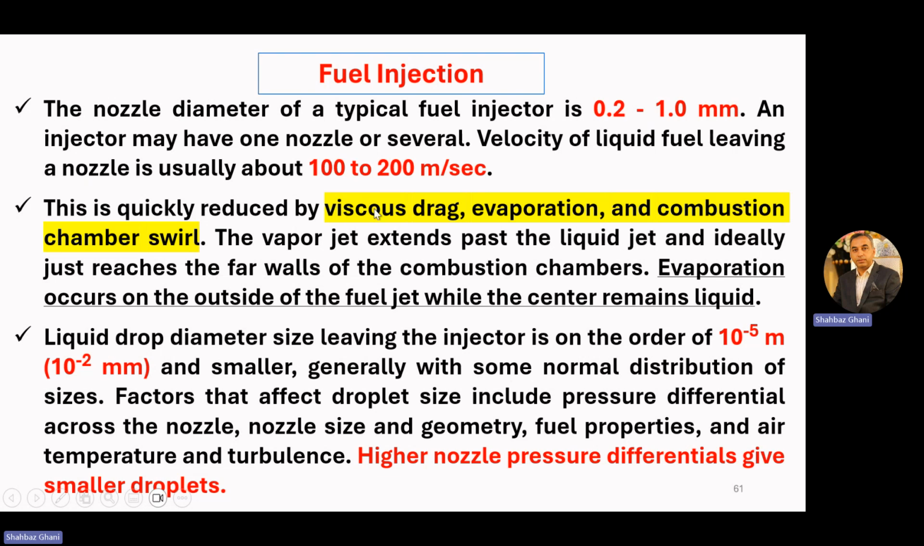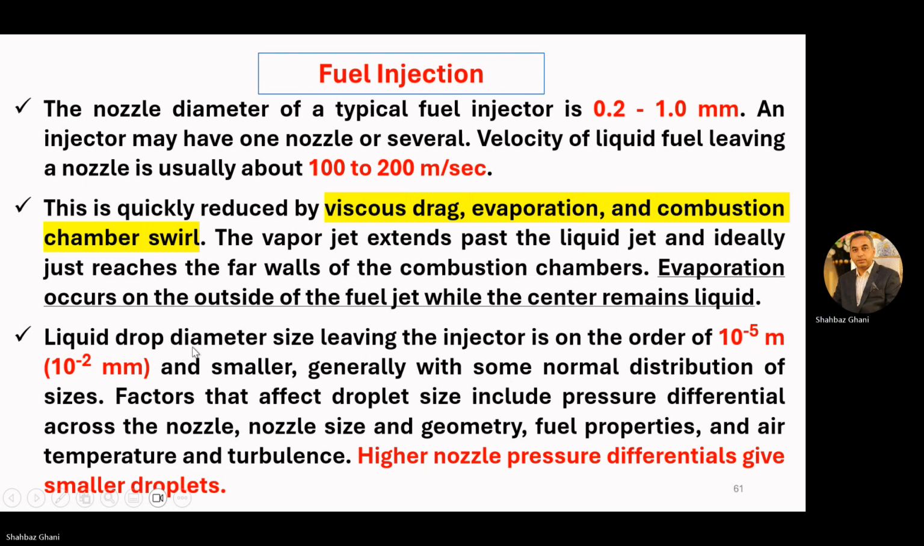This velocity of the injecting fuel is quickly reduced by viscous drag, evaporation, and combustion chamber swirl. The vapor jet extends past the liquid jet and ideally just reaches the far walls of the combustion chamber. Ideally, it is like this. But the evaporation occurs on the side of the fuel jets while the center remains liquid. So the center is normally in liquid form, and the evaporation is on the outer zone.